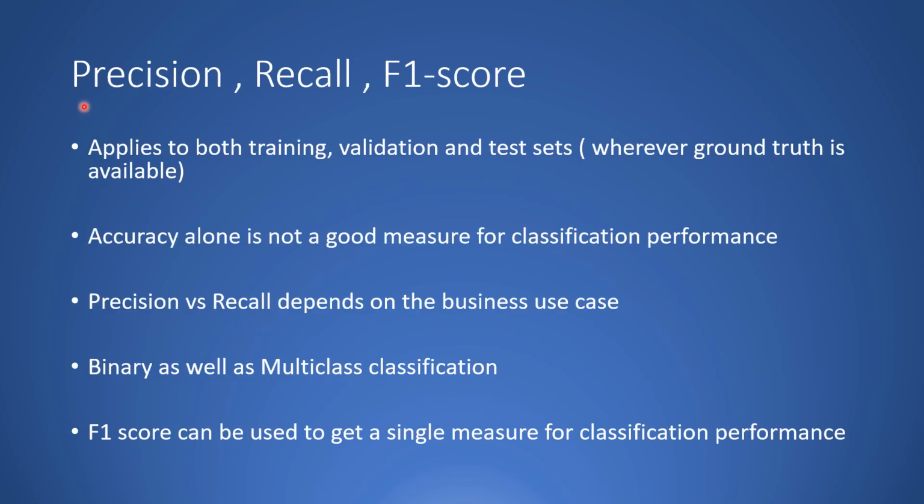In summary, the precision, recall and F1 score metrics apply to training, validation and test sets wherever ground truth is available, right? Accuracy alone is not a good measure for classification performance. Precision versus recall really depends on the business use case. These metrics can be used for both binary as well as multi-class classification. F1 score can be used to get a single measure for classification performance.